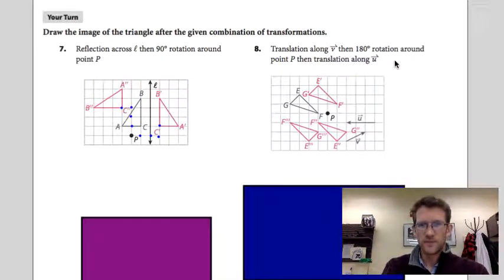And then for number 8, we're going to do something similar. We're just going to translate along vector v. So here's our figure. We translate along this vector, vector v, boop, it pops us up there. Then we have 180-degree rotation. Again, we can just count, over 1 unit, up 1. So in that case, we'd go over 1 unit, down 1 here.